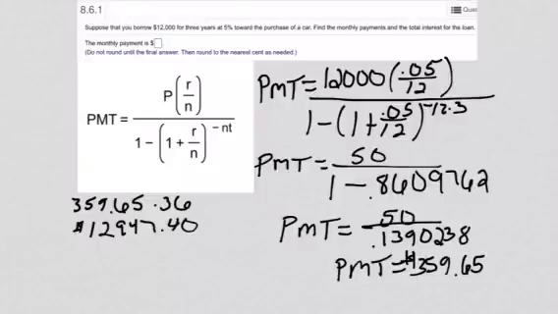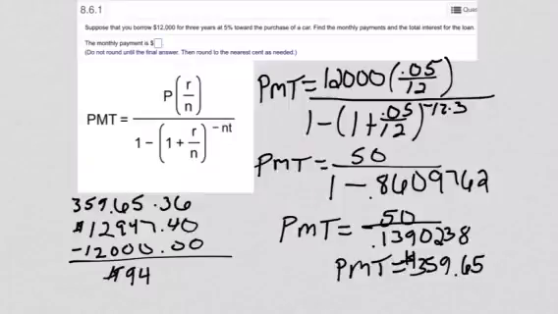Now remember, we only borrowed $12,000. So if we take this amount and subtract $12,000, that will give me the amount of interest I paid on the loan. Subtracting these gives me $947.40, and that would be the interest amount. So we borrowed $12,000, but we had to pay back $12,947.40. So that $947.40 is the interest.